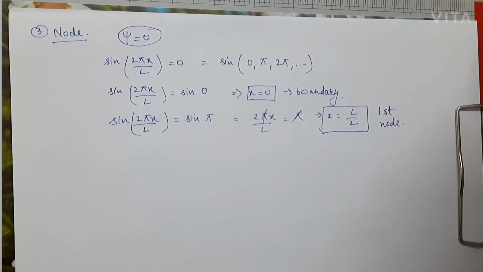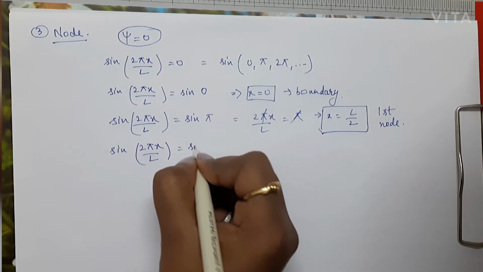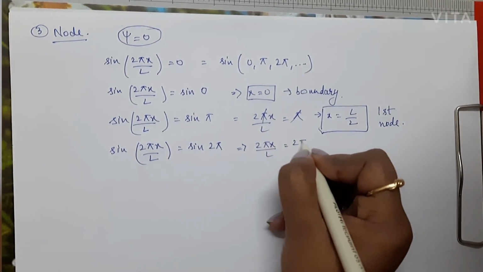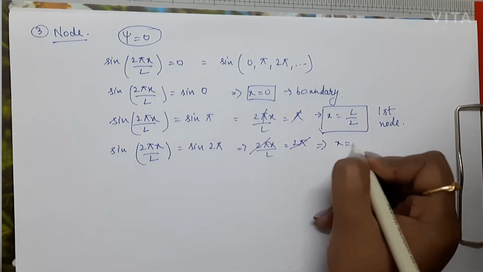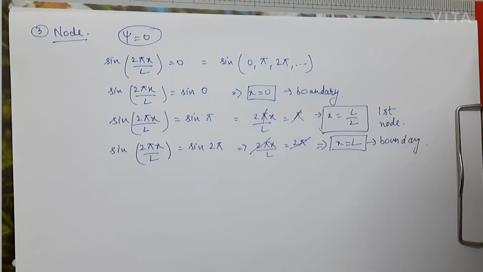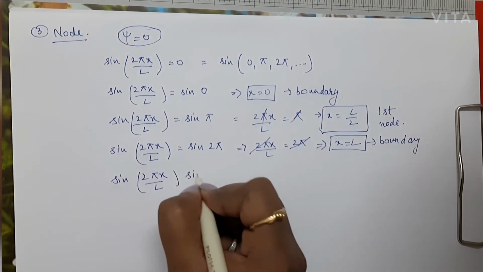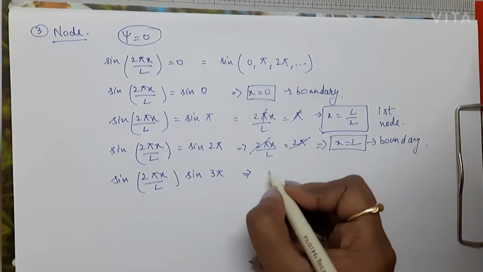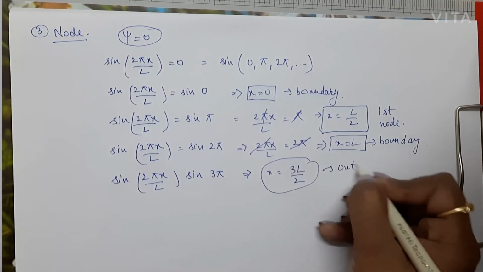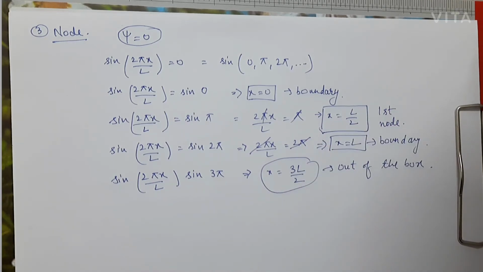Right? With this we'll try to find the second node. For the second node, sine of 2 pi x by L should be equal to sine of 2 pi. So from here 2 pi x by L should be equal to 2 pi. This cancels out with this and we get x equals L. So this is also a boundary, right? So we have reached the boundary. One more case: sine of 2 pi x by L should be equal to sine of 3 pi. From here you will get x equals 3L by 2, which is out of the box. So we have moved out of the box. So till now we have found only one node, here.